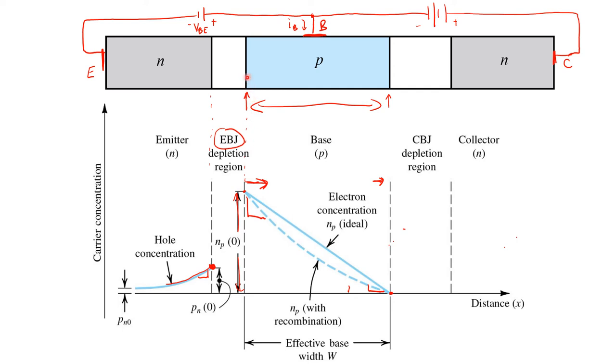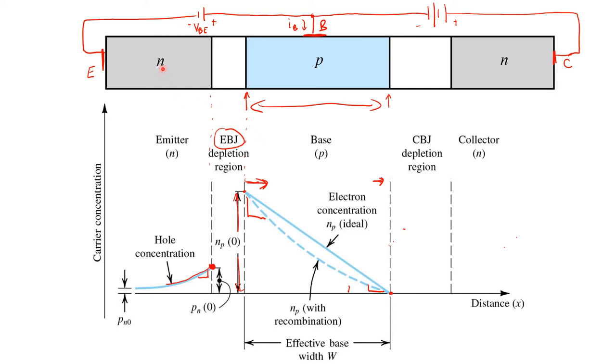So the distance between the edge of the emitter base depletion region and the collector base depletion region is the effective base width W. The concentration of minority carriers that shows up here depends on the forward bias voltage VBE, but the slope of this curve also depends on the base width W. If we can make a very, very narrow base width, then this slope becomes very steep and we get more current flowing here. Effectively, the excess minority carriers that are showing up here diffuse faster and faster as the base width is made narrower and narrower, and so have to be replaced faster and faster by more minority carriers, and that gives rise to more current flow.